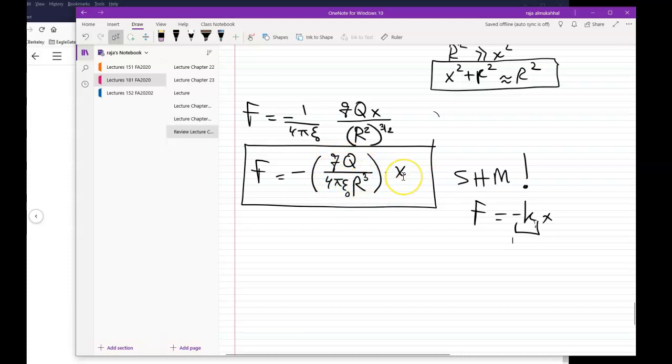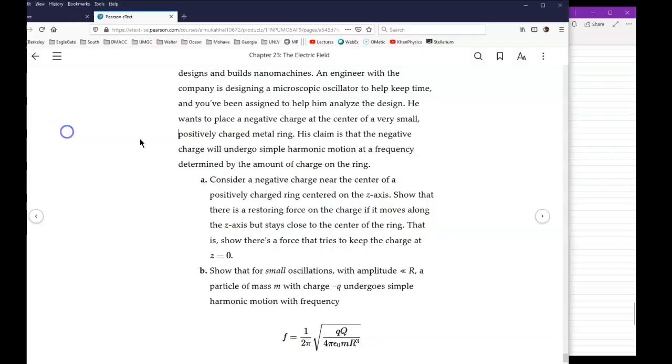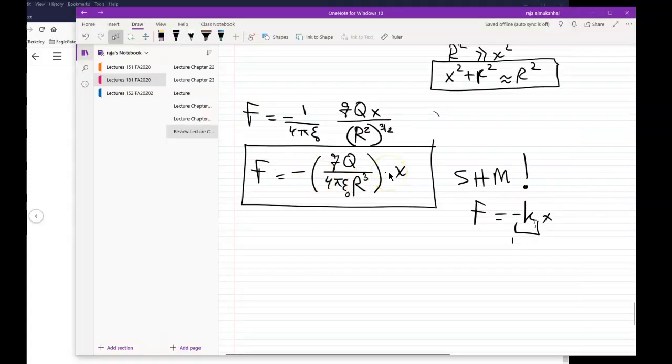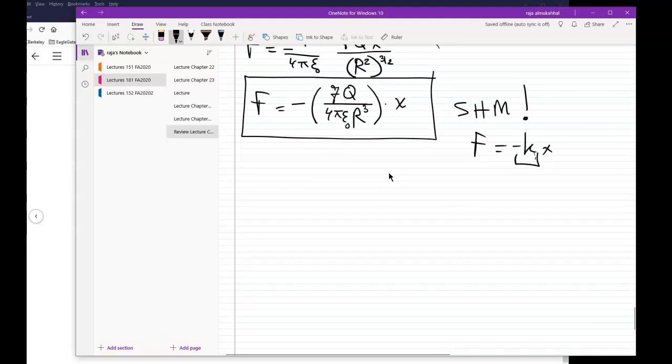This is definitely X linear, and the minus sign, of course, I just imposed it. This is a restoring force, and there we go. So go back to the question again. What did he say? He said, show that there is a restoring force on the charge. Aha, there it is right there. So we have just proved it. All right, part B.